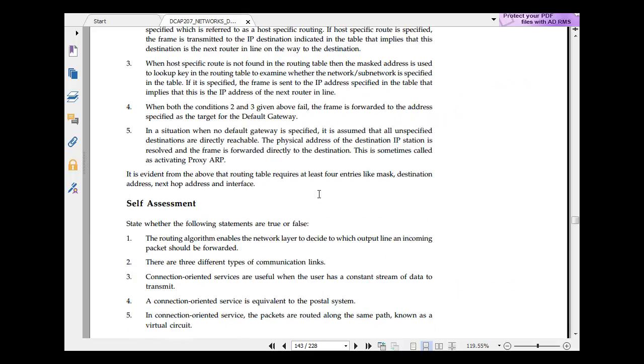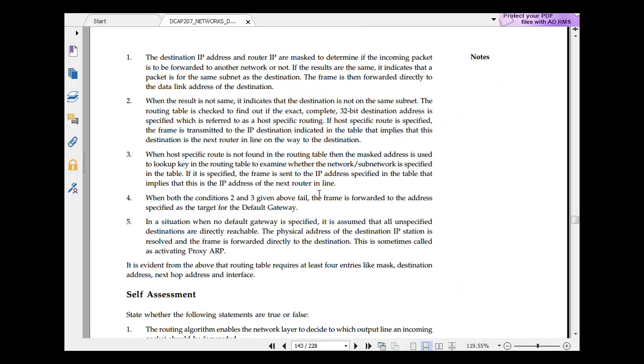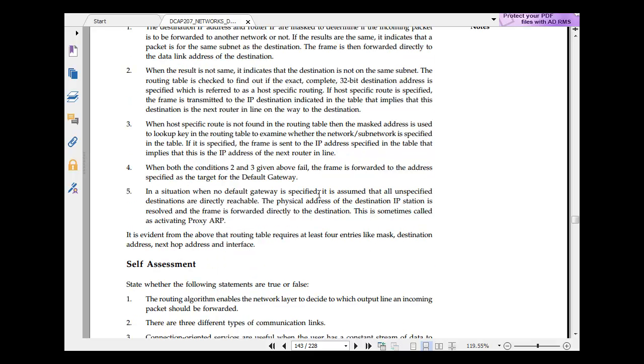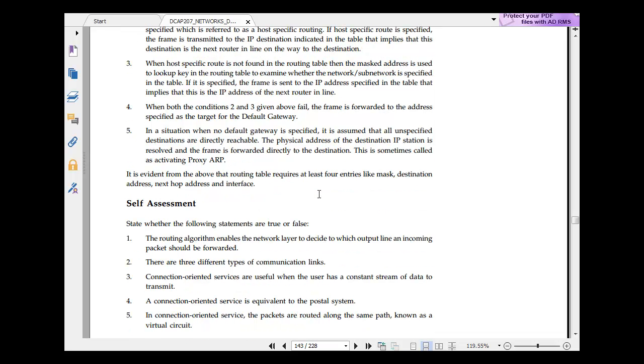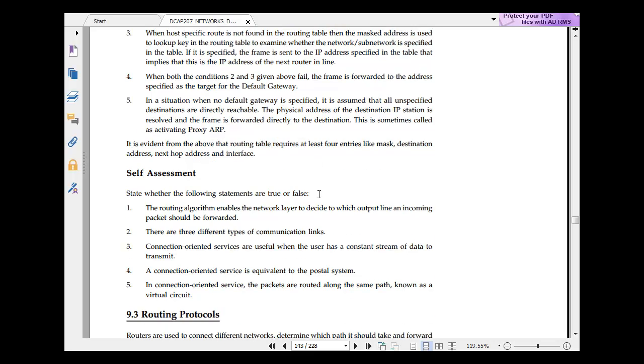Now there is the routing table in memory. The destination IP address of the incoming packet is examined to determine whether it is to be forwarded to another network. If the results are the same, it indicates that the packet is for the same subnet as the destination, and the frame is forwarded directly to the physical address of the destination. When the results are not the same, it indicates that the destination is not on the same subnet. The routing table is checked to find an exact match of the 32-bit destination, which is referred to as host-specific routing. When host-specific routing is not found in the routing table, the masked address is used to look up the routing table. When both the second and third conditions fail, the frame is forwarded to the address specified as the target of the default gateway.